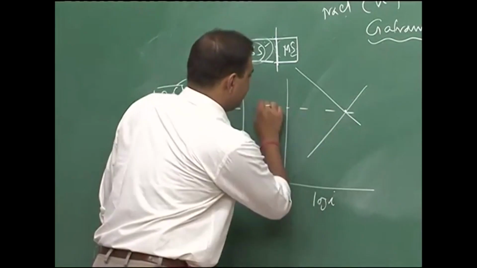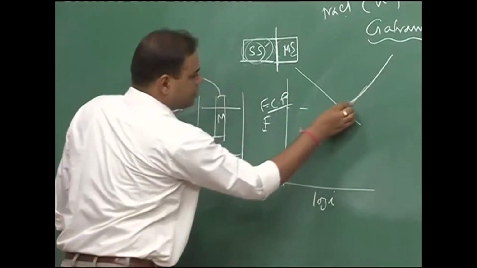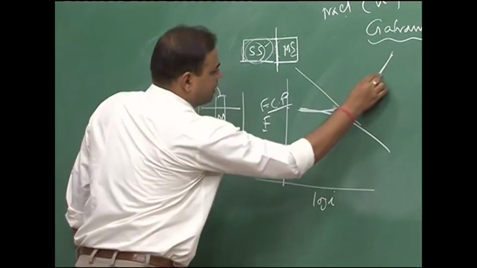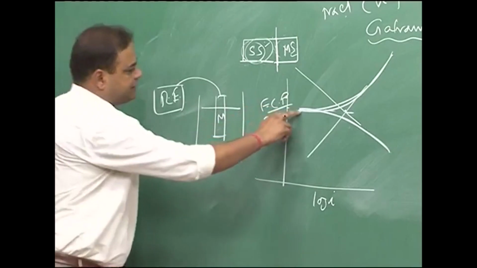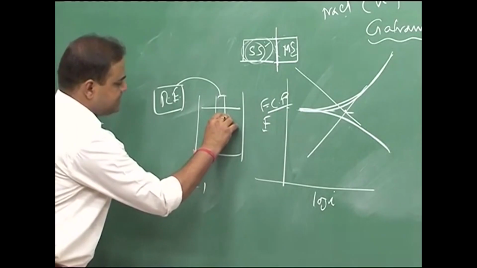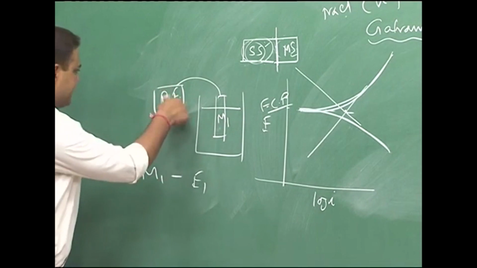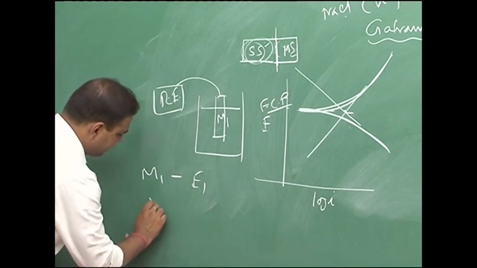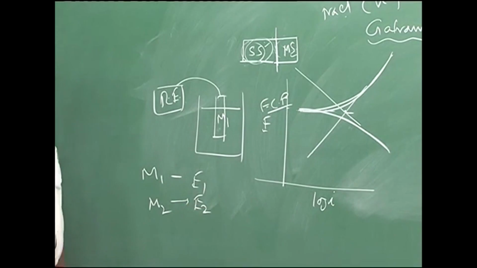So, this is my free corrosion potential, and if we do a polarization experiment, we will see that the graph will look like this. Now, for a particular metal M1, let us say the free corrosion potential is E1 in this seawater solution. Now, if we take another metal M2, the free corrosion potential is E2.